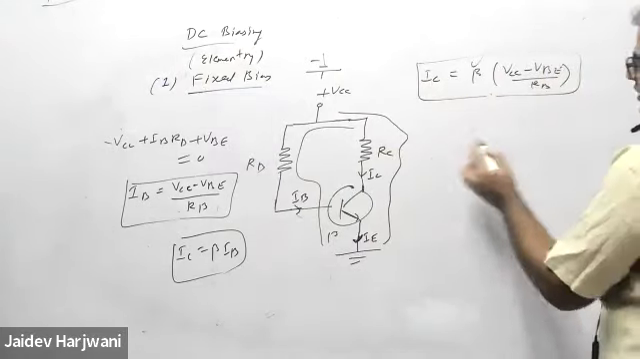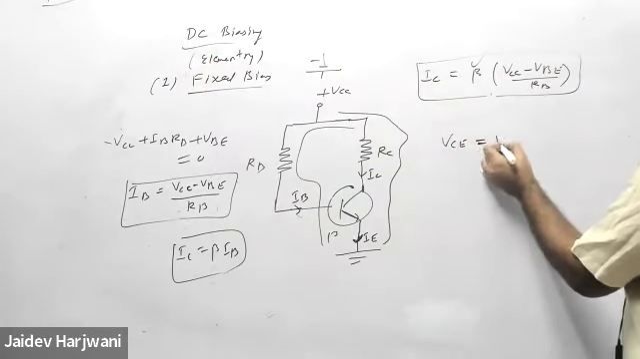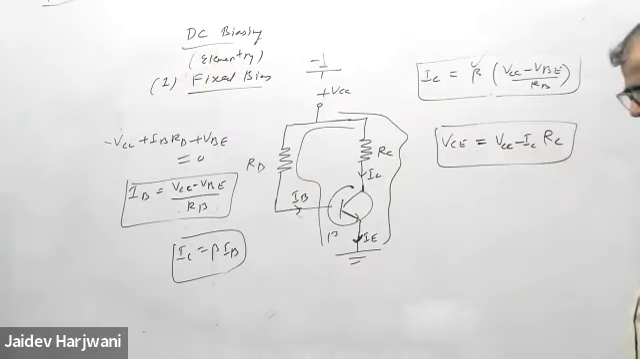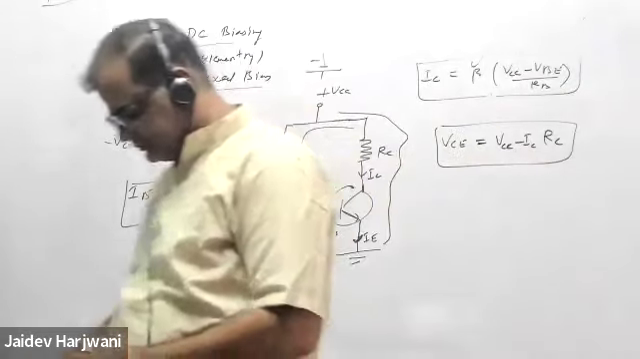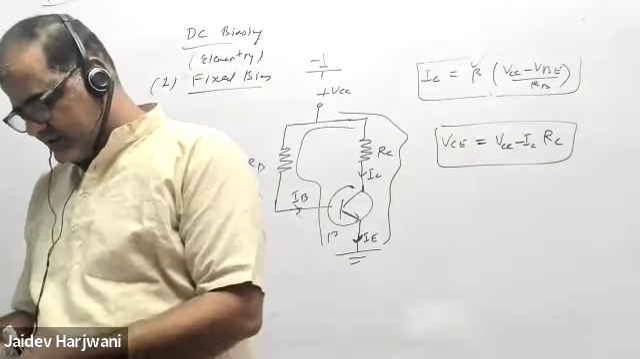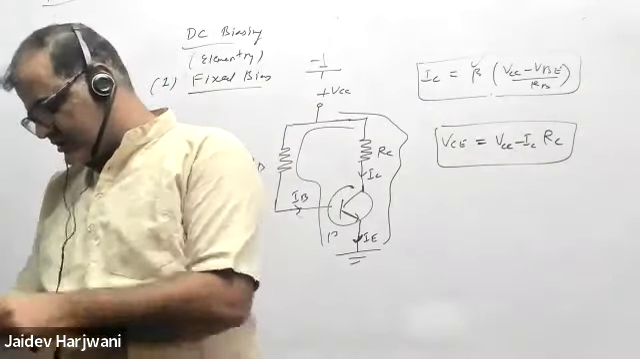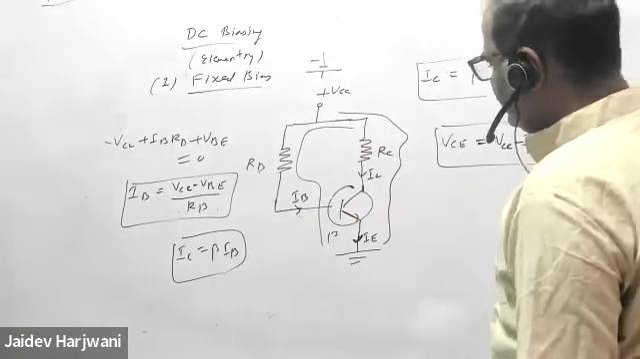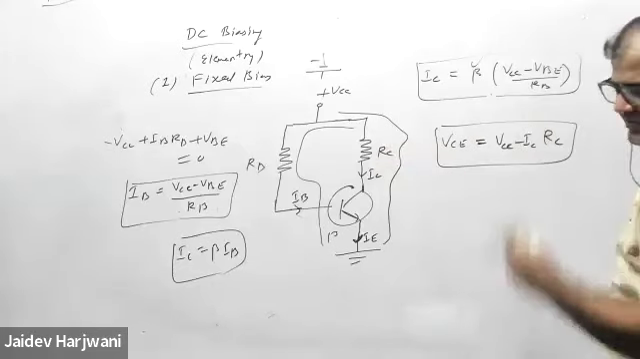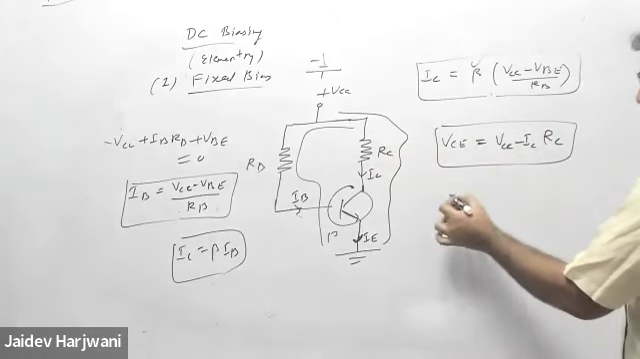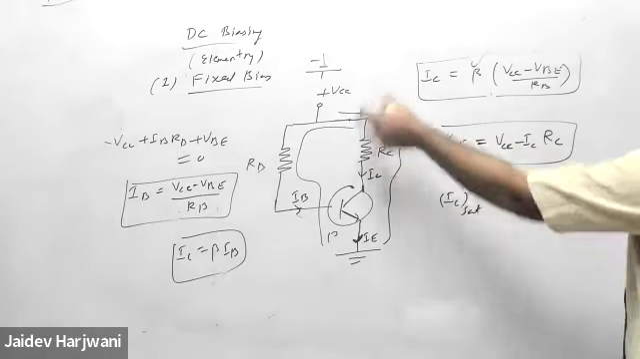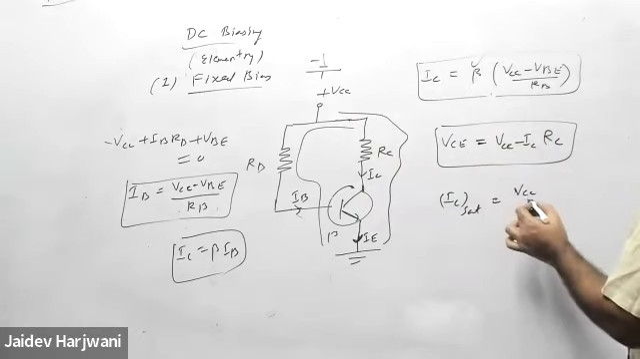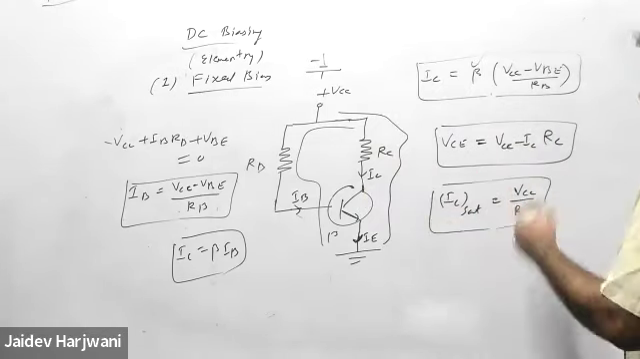Now, once you know the IC, you can find the VC. VC will be your VCC minus IC RC. So let us solve some problem based on this. The method of finding the operation region is the same. You have to find the IC saturation, keeping VC as 0 in this equation. So this will be VCC upon RC, and you have to compare this.